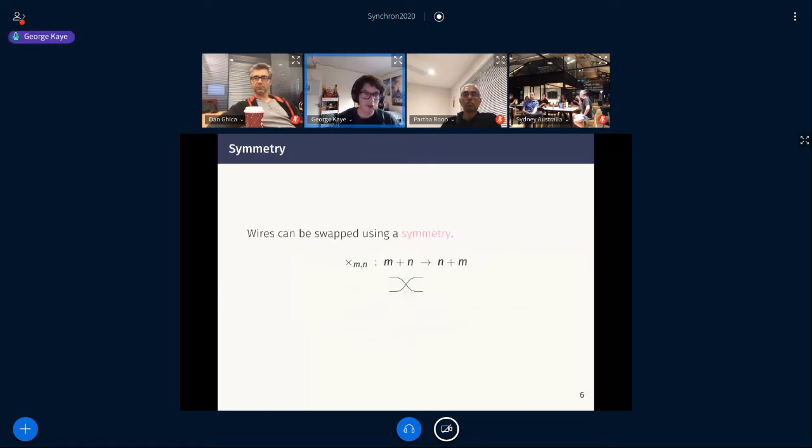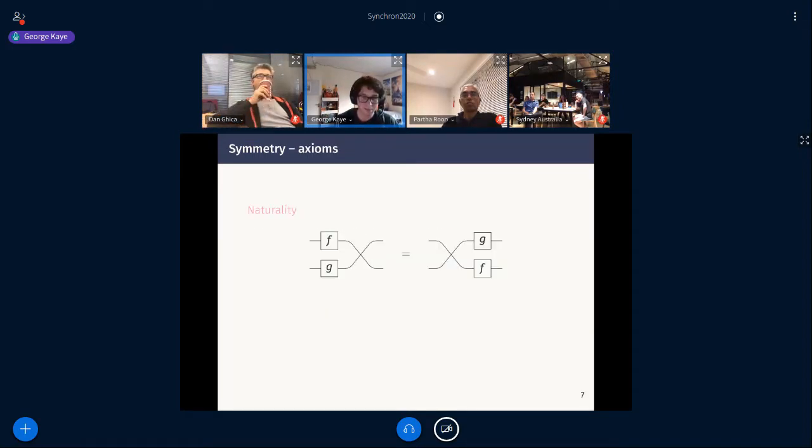We can also swap over wires, because otherwise everything would not be particularly useful. We can just swap them over with what is called a symmetry. And the symmetry is quite interesting. We've got some axioms that the symmetry has to follow. Say we have an F and we have a G, we can also push them through and put G on top and F. That's naturality. And also, if we put 2 symmetries next to each other, then we're going to get just 2 straight wires, because they just untangle the mess.